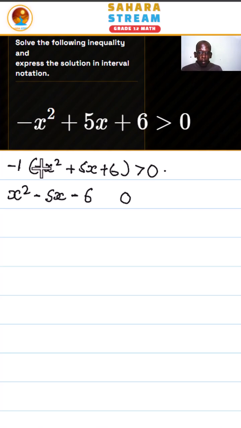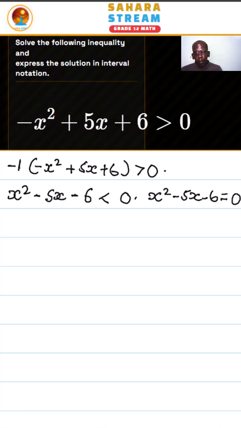Every time we multiply an inequality by a negative sign, we change the symbol. So if it was greater than, now it becomes less than. This becomes our new inequality. Now, to solve it, we need to force it to mean an equation. To do so, I just need to take this x squared minus 5x minus 6, but instead of the inequality sign, I put an equal sign, equals 0. So now it becomes a quadratic equation. This is the equation we are going to solve. Later on, we'll make it an inequality again.